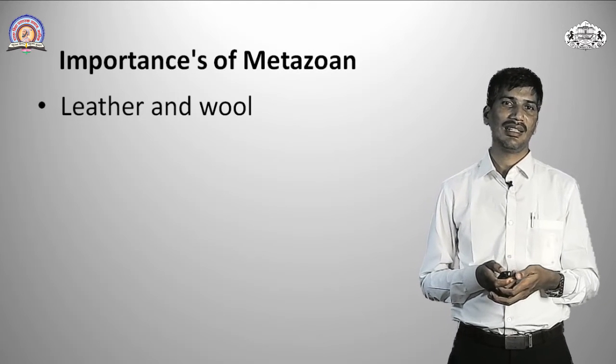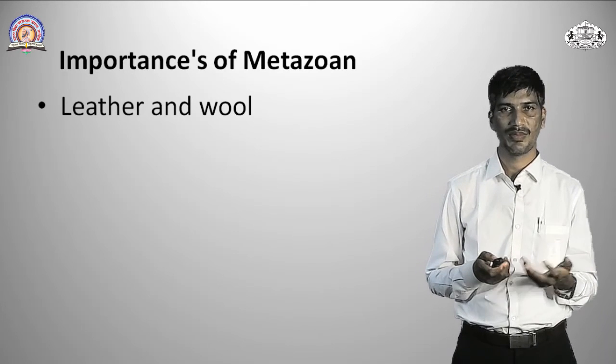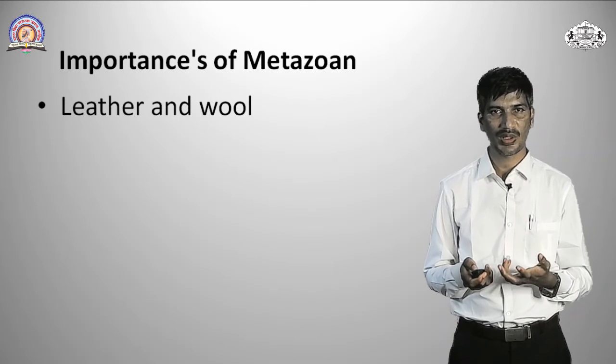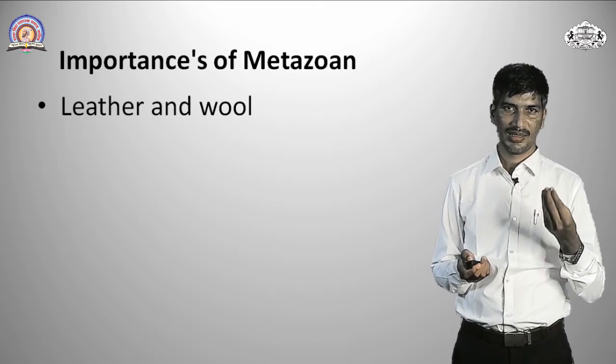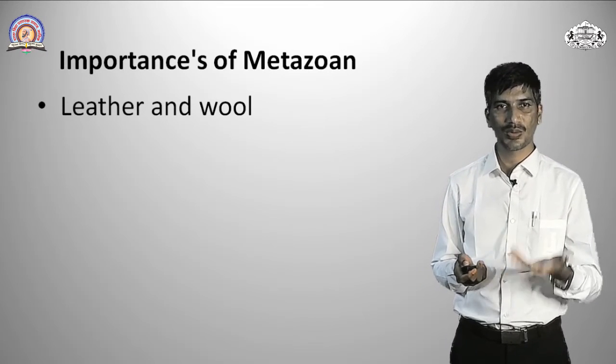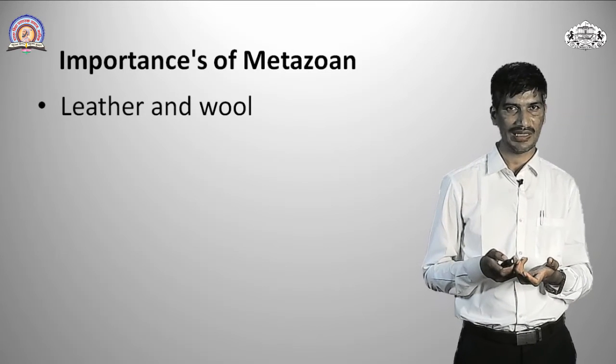Then there are also some animals that provide leather and wool, for example sheep, goat, and some other animals. Their skin is converted into leather, and their hair is useful for wool synthesis.